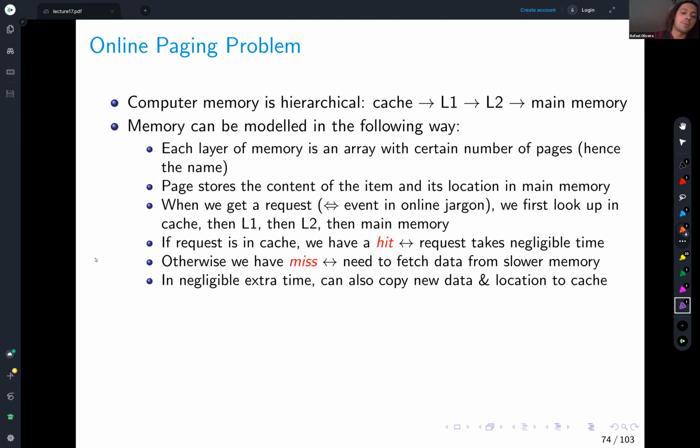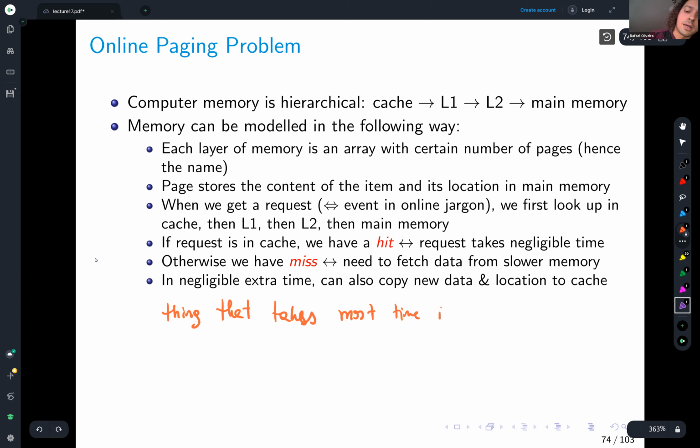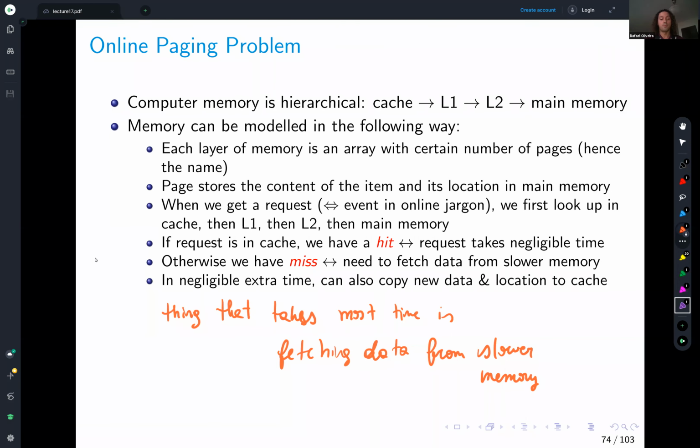So the thing that takes the most time is fetching data from slower memory. Okay, so that would be our assumption here.